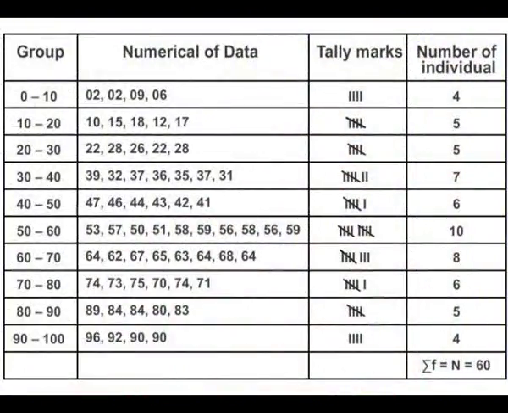The selection of class interval and number of classes depends upon the range of data. Marking tally marks to obtain frequency is as shown. Sigma of f equals n equals 60. The number of individuals in the fourth column are known as frequency, and the column represents frequency distribution.